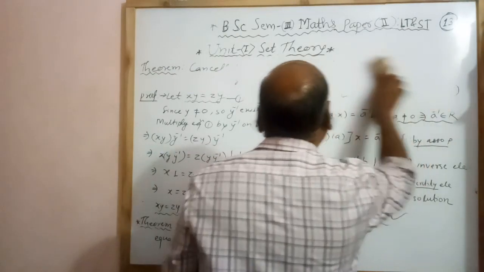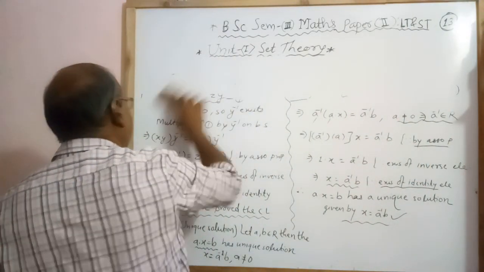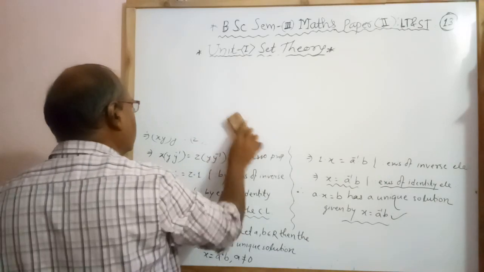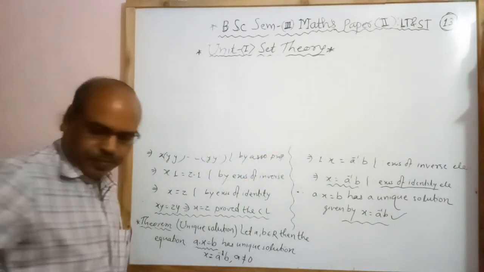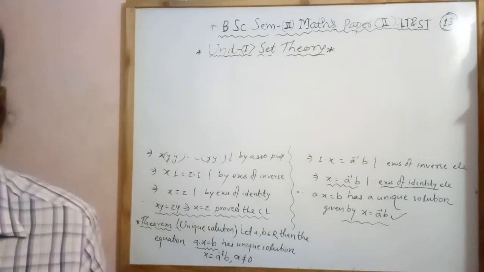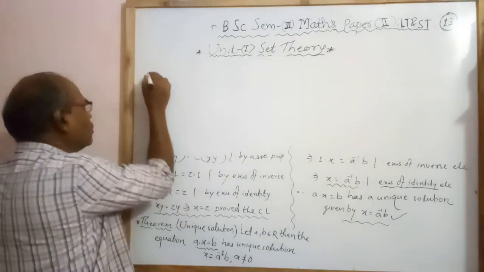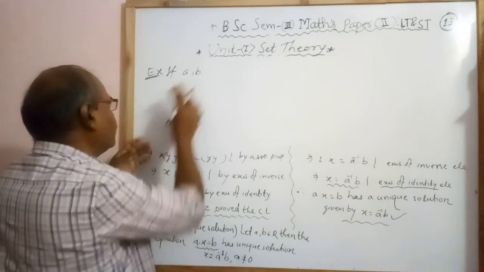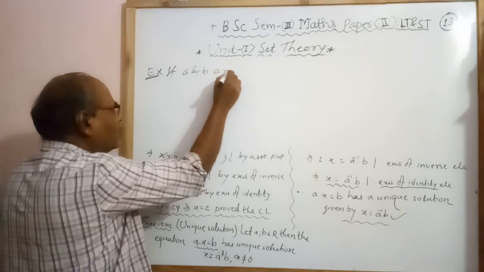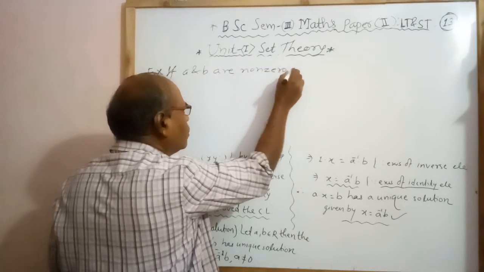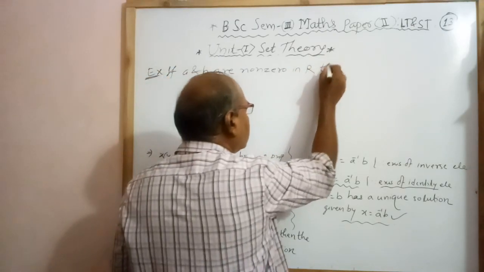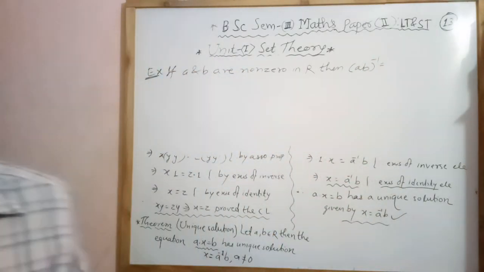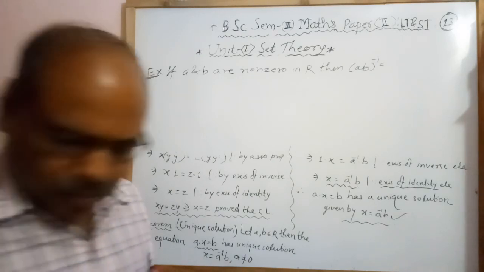Then we see one example. If A and B are non-zero in R, then AB inverse equal to A inverse into B inverse.